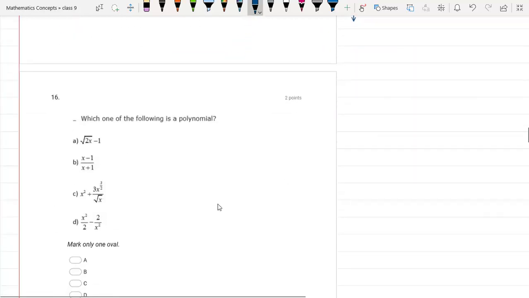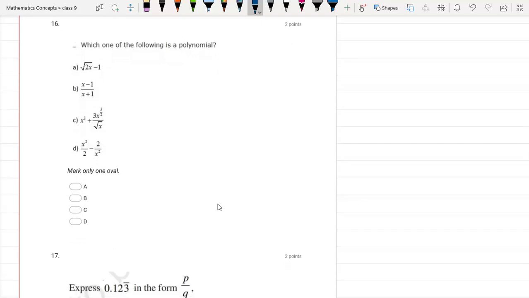Question number 16. Which one of the following is a polynomial? We all know that to be a polynomial, the variable power should be a whole number. If the variable power is not a whole number, like -1 or 1/2, in that case it is not a polynomial. Let's start with this one. In this case you can observe we have root 2x. It can be taken as (2x) power 1/2. Finally it becomes 2 power 1/2 into x power 1/2. So x is having power 1/2. Clearly this is not a polynomial because 1/2 is not a whole number.